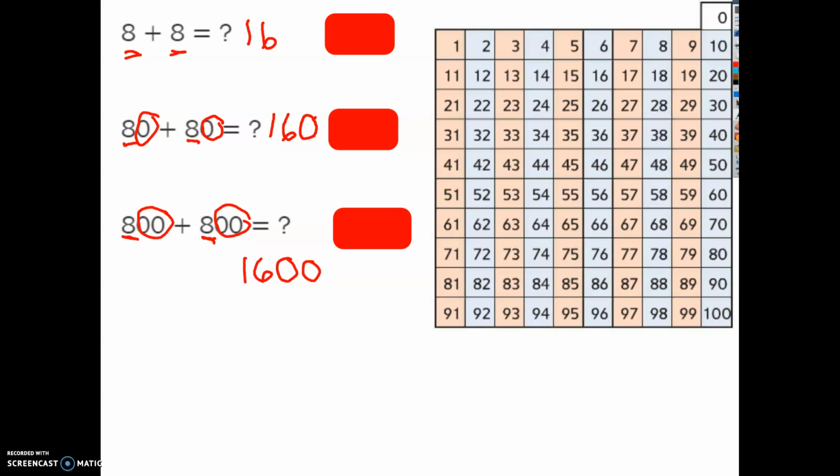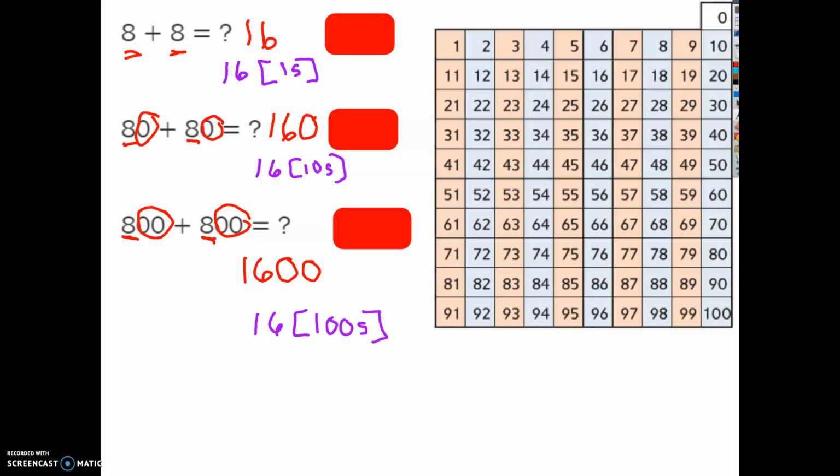Now I'm going to change the color of my ink here for a second, because I want to show you what this means in our brackets. So this is 16 ones. This is 16 tens. And this is 16... Whoops, Mrs. Flurry, let's get it right. This is 16 hundreds.